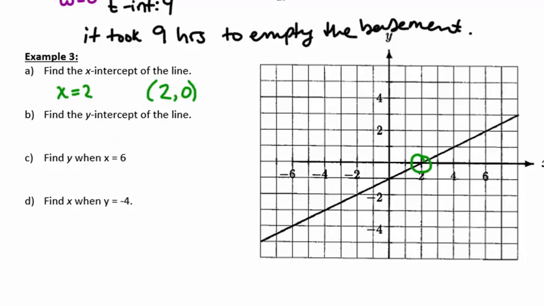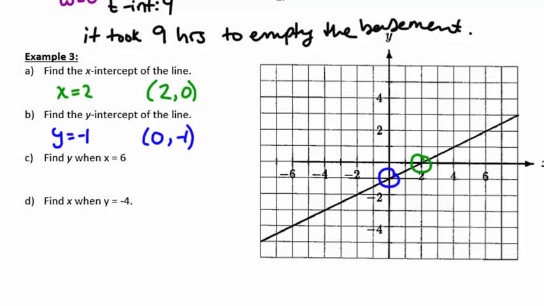Find the y-intercept. The y-intercept is the place where the line crosses the y-axis, where x is 0. So it's going to be where y is -1. Another way of writing that is the ordered pair (0, -1).